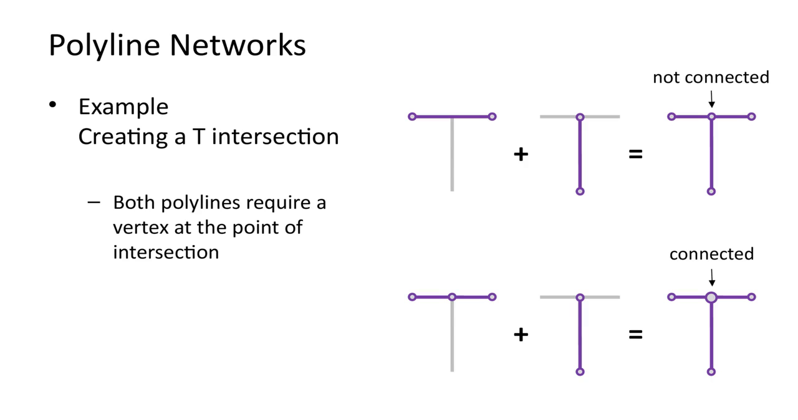Here is another example, highlighting the fact that both polylines need to have a vertex at the point of intersection. In this case, we assume that the aim is to create a T-junction. In the top example, the horizontal polyline does not have a vertex at the point of intersection. As a result, no connection can be created. In the bottom example, the horizontal polyline has an additional vertex at the point of intersection. This allows a properly connected T-junction to be created.